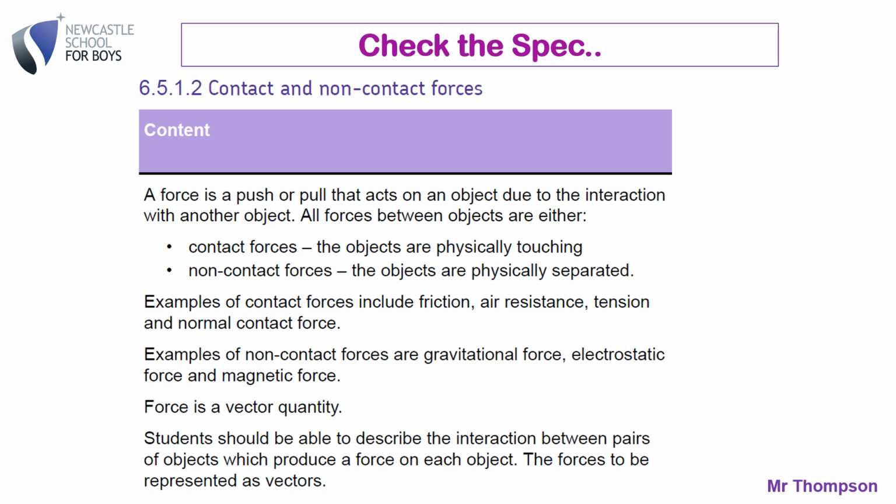Contact includes friction, air resistance, tension, normal contact force, things that involve actual touching. Whereas for non-contact forces, good examples are gravity, electrostatic, and magnetic. These things don't need to be touching. Force, remember, is a vector quantity, and you should be able to describe the interaction between pairs of objects. So if you want to make some notes on this page in your book.